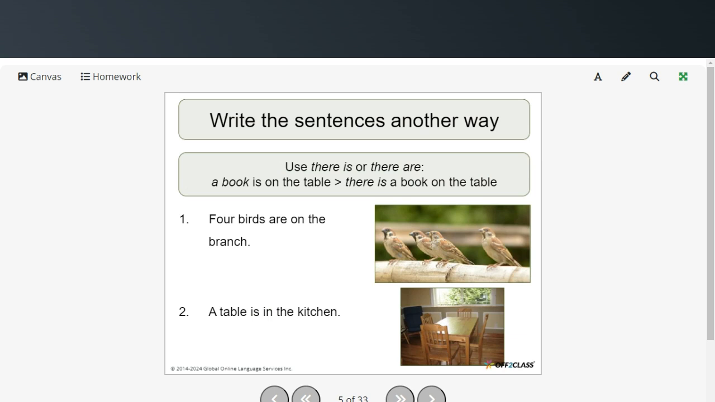So now you want to write these sentences another way. Use there is or there are. So for example, a book is on the table. There is a book on the table. You can pause the video and try these on your own, and then restart when you're ready to check your answers.